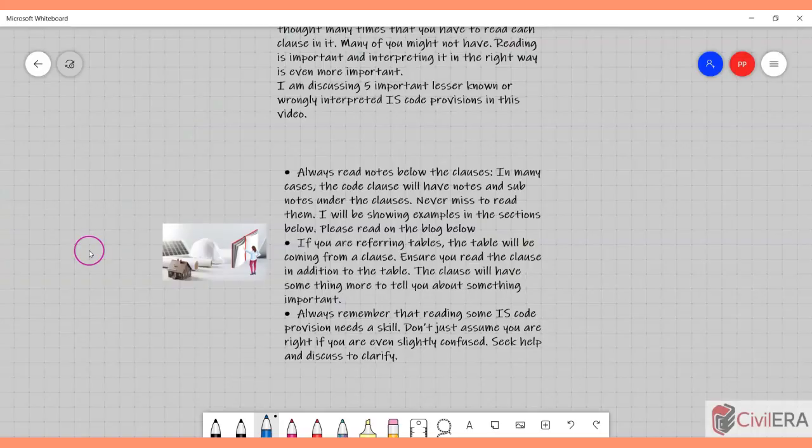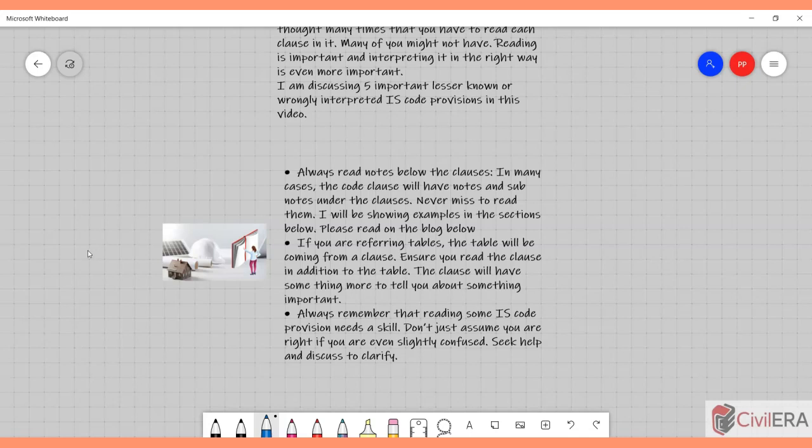Before getting into the 5 clauses, let me give you 3 tips that will help you interpret any clause in any code. First, always read the notes below the clauses. In many cases, the code clause will have notes and subnotes under it. When I explain some of the clauses, you can see in the code that notes and subnotes are present, and I will guide you through that. Never miss reading them, because that is sometimes more important than the clause itself.